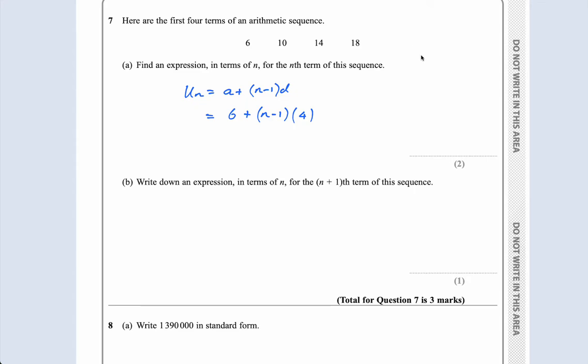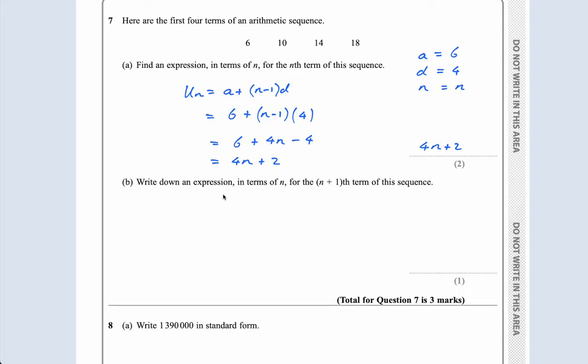And actually, sorry guys, normally over here I write a equals 6, d equals 4, and n equals, if we were trying to find a particular term, but we're just trying to find the nth term, so just n equals n, if you like. And then I can just multiply this out. 6 plus 4n, just be careful, we're multiplying this by this, so it's 4n, and minus 1 times 4 is minus 4. So it's 4n plus 2.